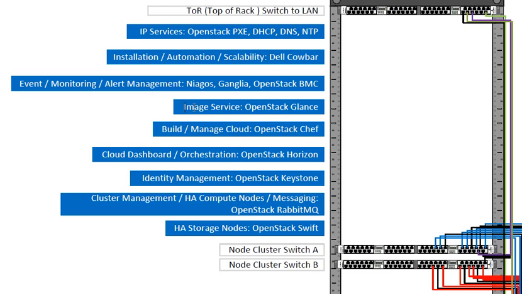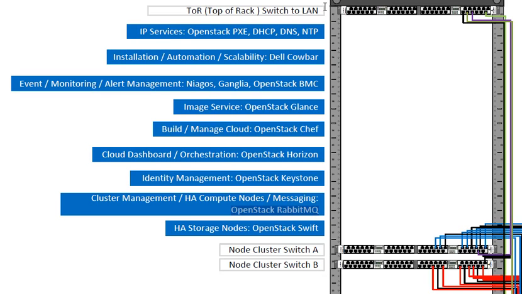Your image service would be offered by OpenStack Glance. How to build and manage the cloud we already talked about was OpenStack Chef, associated with Dell Crowbar. Your dashboard and orchestration can be offered by OpenStack Horizon. Another component that you might want to use in here instead or as a supplement there would be ManageIQ. Identity management uses some of the Keystone project, OpenStack Keystone. Cluster management, HA nodes, messaging, OpenStack RabbitMQ. And then your storage nodes is OpenStack Swift.